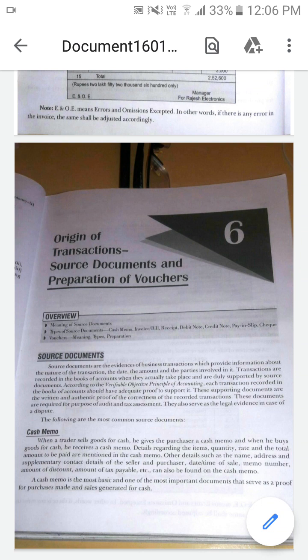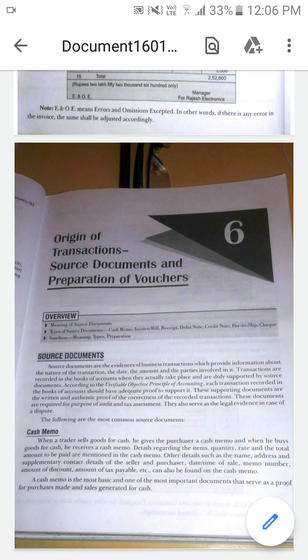We should be very thorough in the theory part. First you have to know what is meant by the source document. In this chapter we are going to study the source documents and the different types of source documents. The types are cash memo, invoice, bill, receipt, debit note, credit note, pay-in slip, and check. Then vouchers, their meaning and definitions, the different types of vouchers, and the problems relating to them. First we are going to see what is meant by source documents.